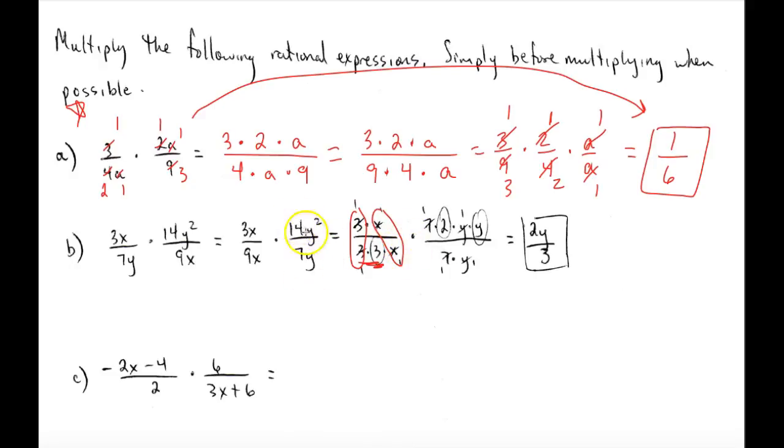I've done the same thing with the second example here. And we see that we have in common 7's that reduce to 1, and we have in common y's that reduce to 1. Oops, circled the wrong thing there.